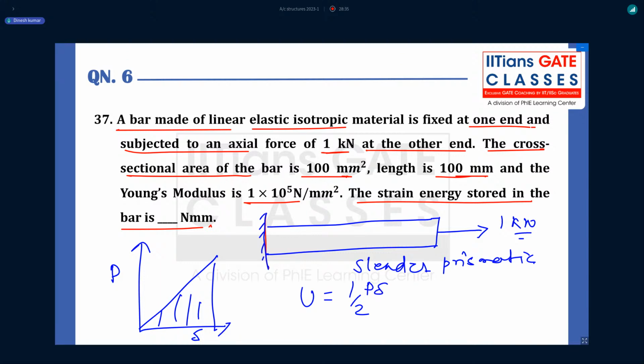And we know the delta for this prismatic bar is PL upon AE. So what will be the strain energy? It will be P square L upon 2AE. Now guys, everything is given. We can find the strain energy stored in Newton mm. So guys, do the calculation.